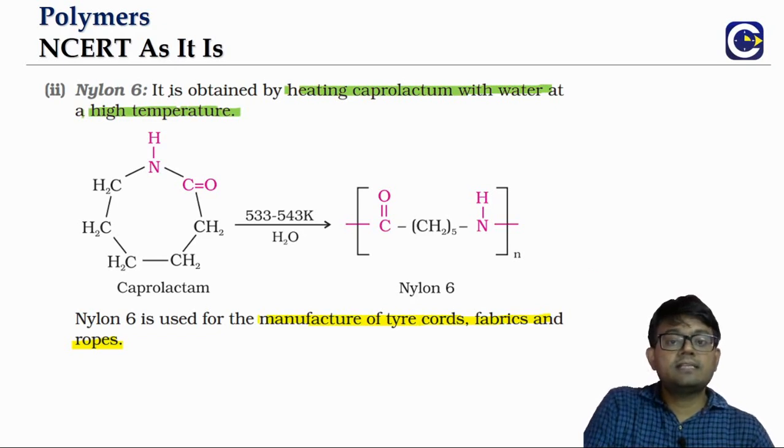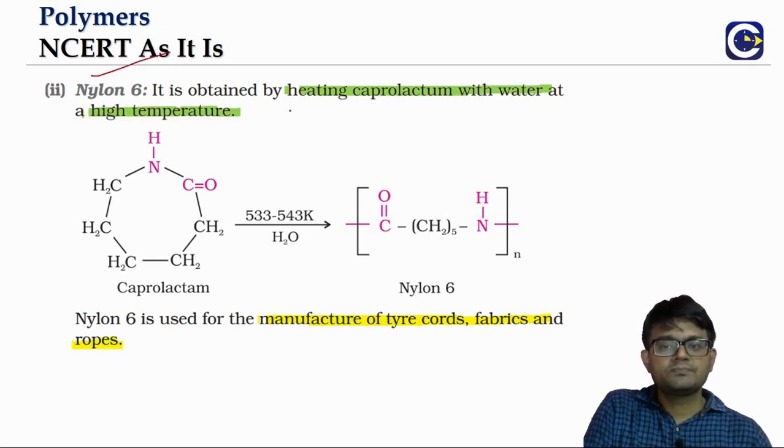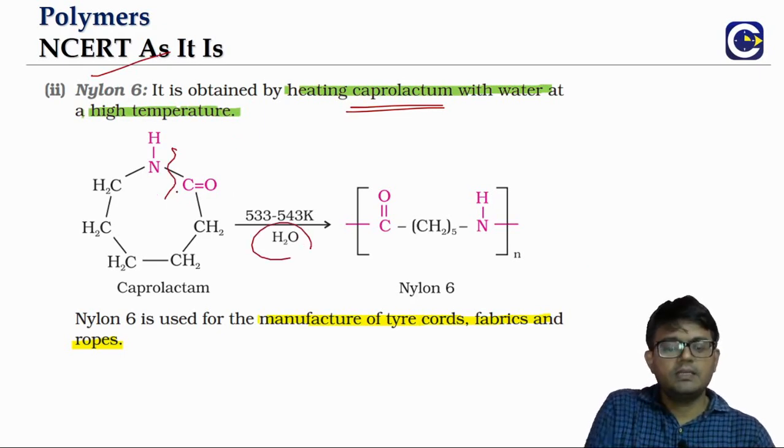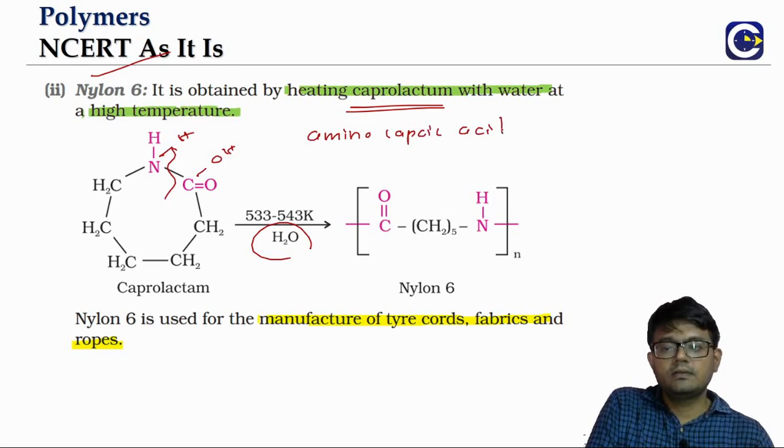Next we have nylon 6 formation. This is also a polyamide from caprolactam. So caprolactam, when we do the hydrolysis, the ring structure will be broken. So the nitrogen will get a hydrogen. Here we will have an OH group. We will get what? Amino caproic acid. We just write.